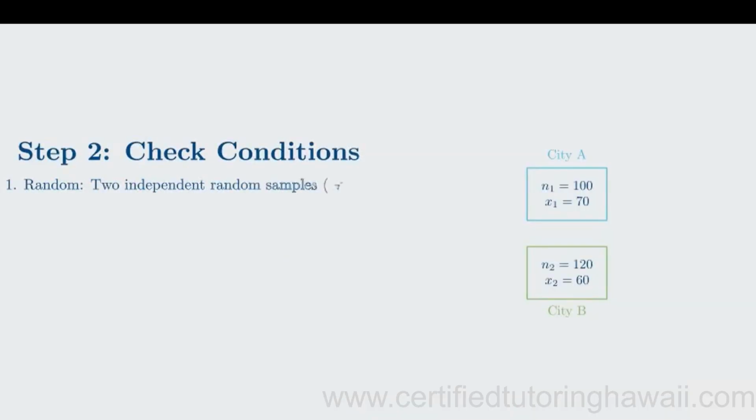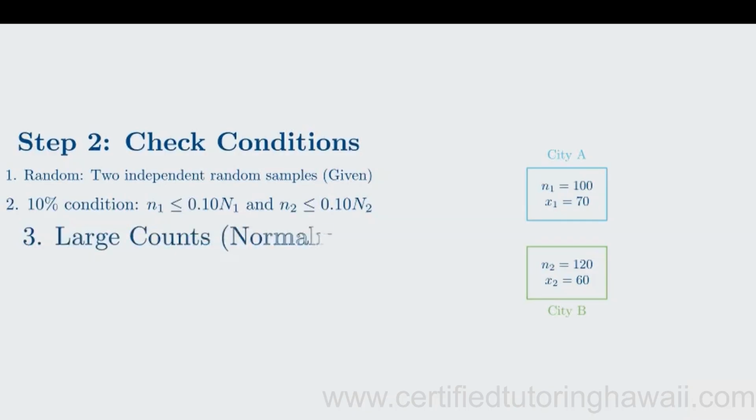1. Random. The problem states both are random samples. We will assume they are independent of each other. 2. 10%. It is very likely that there are more than 1,000 teenagers in City A and more than 1,200 in City B. So, the 10% condition is met.